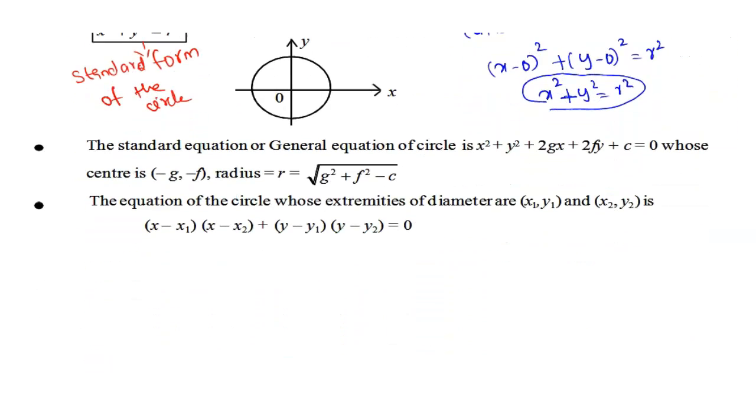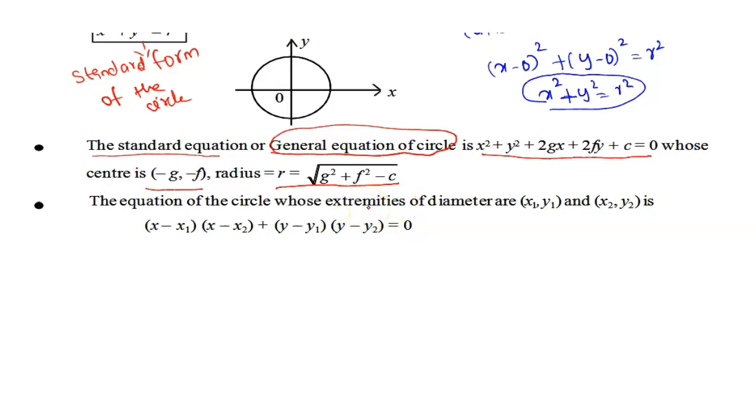So next one is the general form of the circle. So what is the general form? x square plus y square plus 2gx plus 2fy plus c is equal to 0. This is called the equation of the general form of the circle. In this condition, the center is (minus g, minus f), and we can take the radius r is equal to root over g square plus f square minus c.